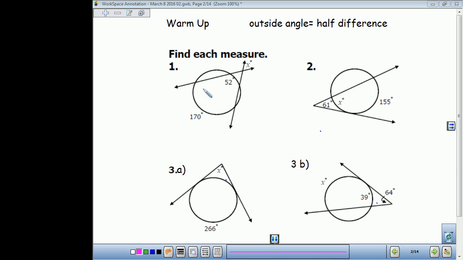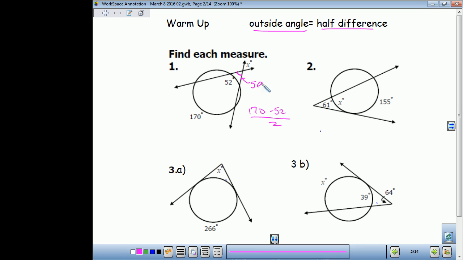Okay, so on our warm-up today, what we have are angles that are outside the circle that are formed by secants, and on number 2 we have a secant and a tangent. So when the angle is outside, it's half the difference of the intercepted arcs. So this arc is 170, this arc is 52, so half the difference in the intercepted arcs tells us that this angle here is 59 degrees.